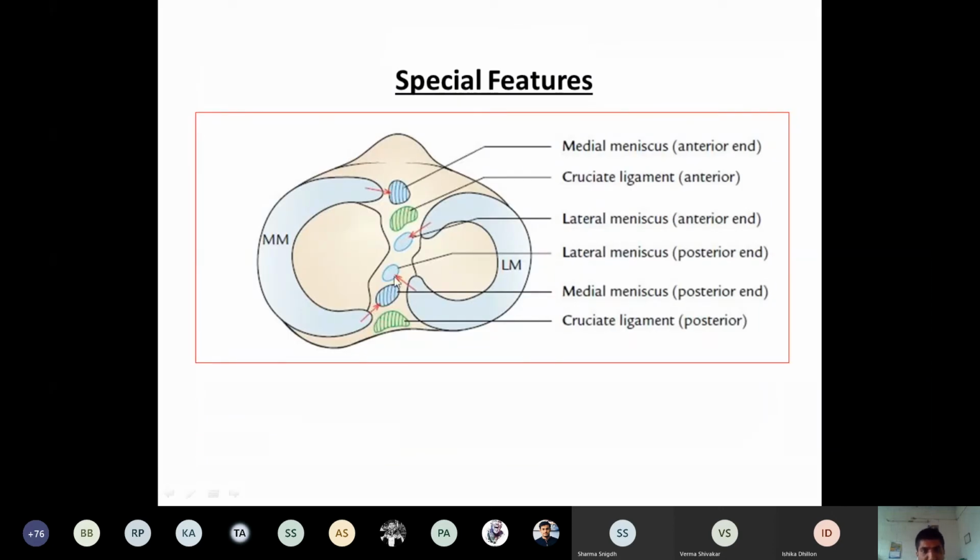Now on the upper surface of the tibia you can see several structures attaching. From anterior to posterior you can see the attachment of the medial meniscus, cruciate ligament, and lateral meniscus: anterior in the lateral meniscus, posterior in the medial meniscus, and posterior cruciate ligament. This is the posterior cruciate ligament. Like this you have to learn this also. The upper surface of the tibial condyles, the intercondylar area, gives attachment to six structures. This you learn.